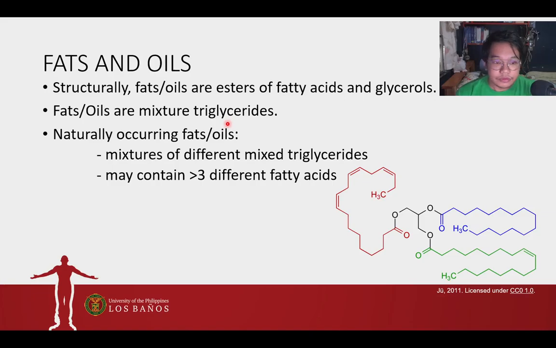Okay? So, structurally, the fats and oils are esters of fatty acids and glycerol. In this structure, this is our glycerol, and there are R groups attached to our glycerol. These R groups are your fatty acids. This may be the same for all R groups or this may be different. But the most common is that the R groups attached to your glycerol are actually different. So, fats and oils are mixtures of triglycerides. Naturally occurring fats and oils are mixtures of different mixed triglycerides and may contain more than 3 different fatty acids. Okay?